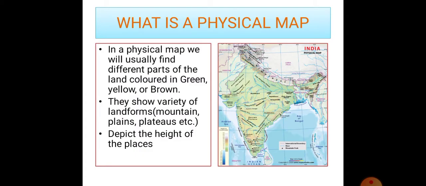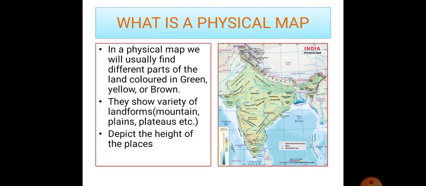A physical map has different parts. There are different colors for it: green, yellow, brown, and blue as well, to show the seas and rivers. And then they show a variety of landforms, as I said: mountains, plains, plateaus, etc. If you remember, we stay in the Deccan Plateau. That is, Telangana is in the Deccan Plateau region. Remember that, please. It depicts the height of the places as well.